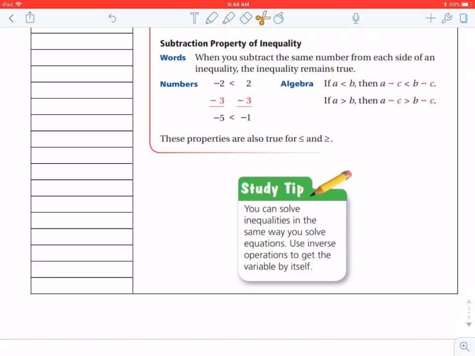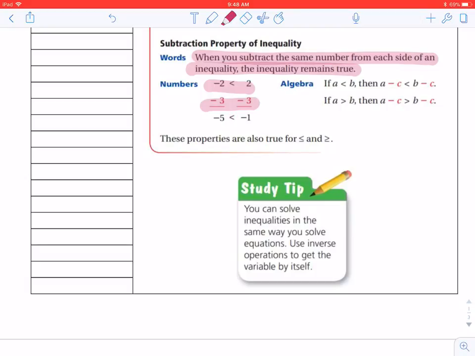The subtraction property is the same thing as the addition property. You're just subtracting things now. So when you subtract the same number from each side of an inequality, the inequality remains true. So if I have negative 2 is less than 2, and that makes sense because a negative number is less than a positive number, and I subtract 3 from both sides, even though now that positive 2 has become a negative 1, the statement is still true.